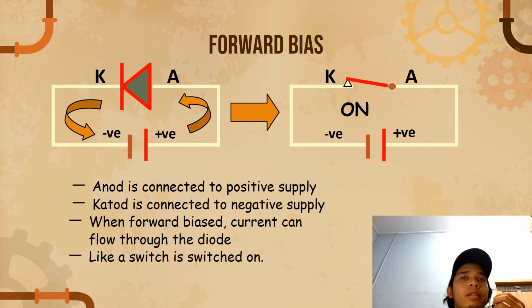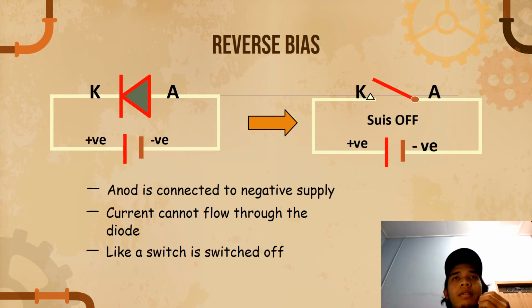When forward biased, current can flow through the diode and a switch is switched on. Reverse bias. Anode is connected to negative supply. Current cannot flow through the diode, like the switch is switched off.